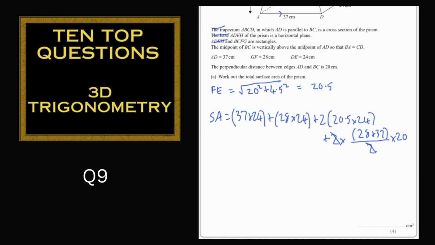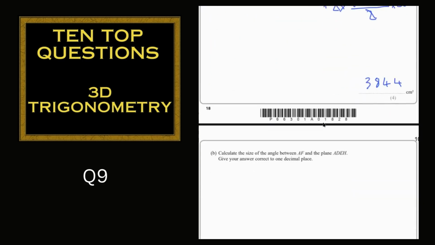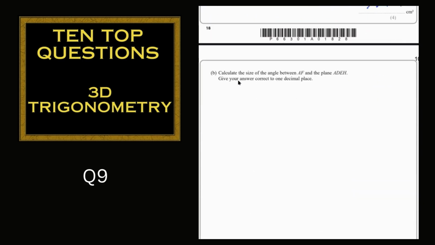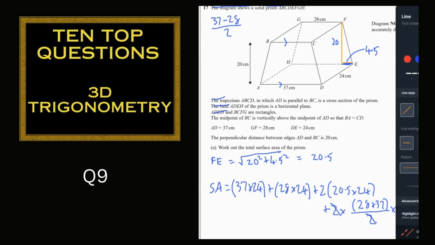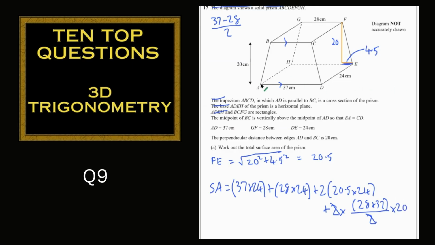All that into your calc. Be careful with your brackets. We get 3,844. Trouble is, there's a part B. And part B says calculate the size of the angle between AF and, yes, you've guessed it, the floor. So let's pick a different colour. Let's draw the line A to F.